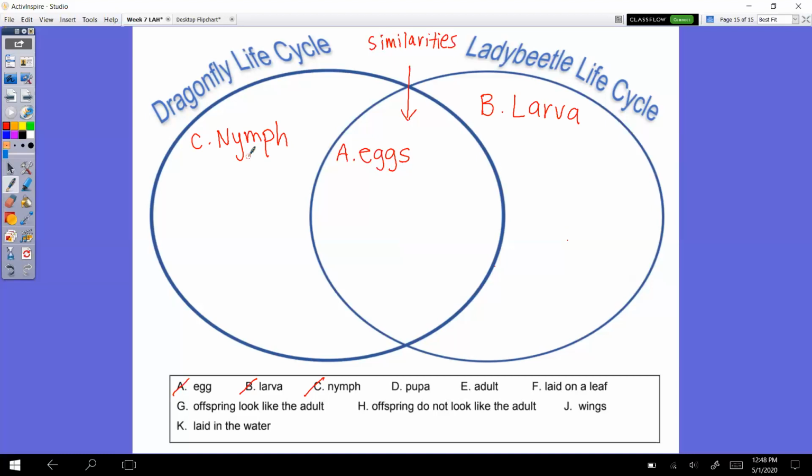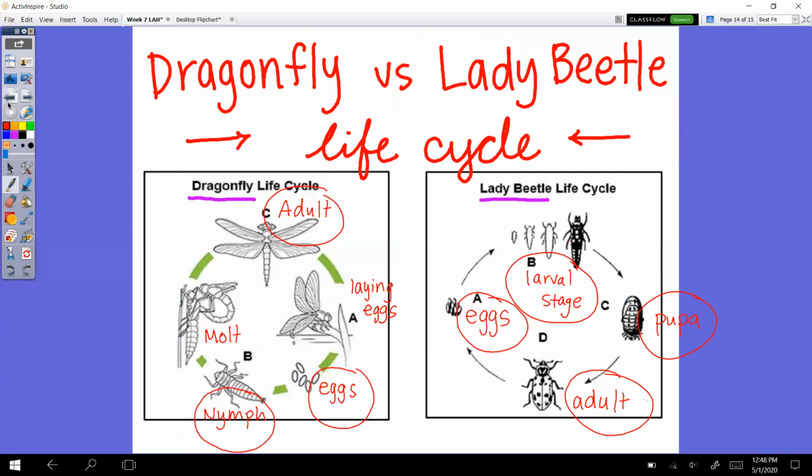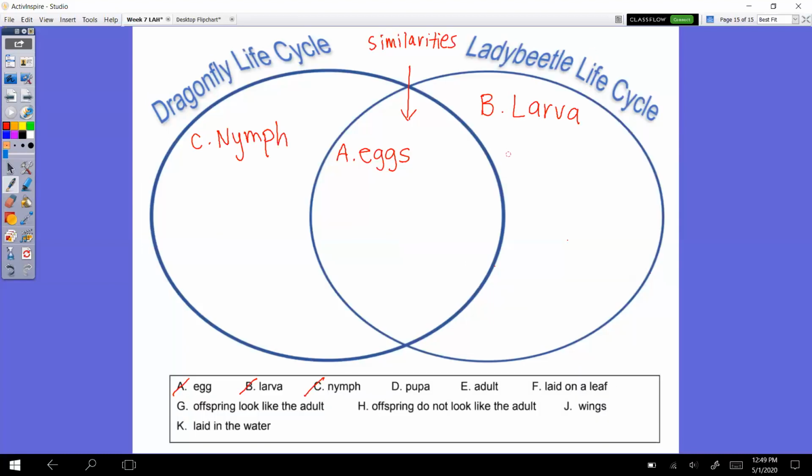Okay, pupa. Let's go back. This one's a little bit tricky. We've discussed pupa quite a few times. Adult, laying eggs, nymph, molt. It's not going to be the dragonfly. Eggs, larval stage, pupa, right there. So we're going to put that under lady beetle, and that is letter E.